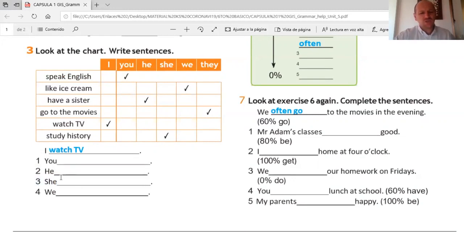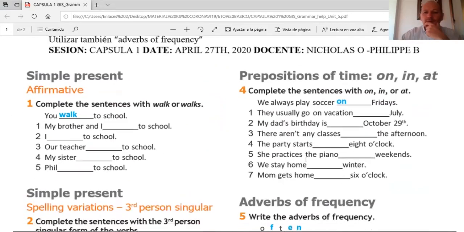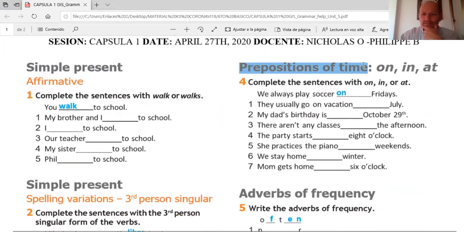What is he, she, and it? Third person singular. Es la tercera persona singular. So we need to add the final S. Tenemos que agregarle la S final. Be careful with the verb. Tenga mucho cuidado con el verbo. In this case, have for he, study for she. Very careful there. Okay, let's continue. Now it's time for the preposition of time.